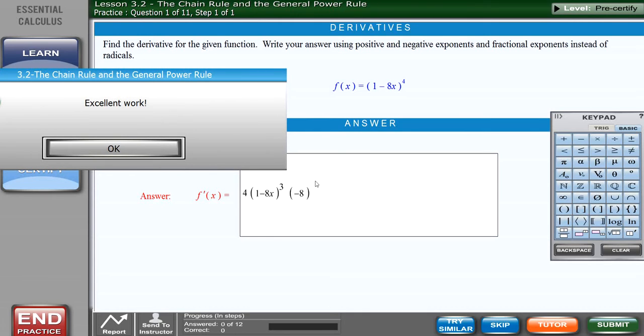I know when you read the section, things can be confusing, but once you see it worked out like this, it's pretty basic. Again, that 4 went out front. You rewrote the parentheses, 1 minus 8x. You subtracted 4 minus 1, so that was 3. And then you multiply times the derivative of what was in the parentheses. So you got negative 8 there. That's all there was to it.